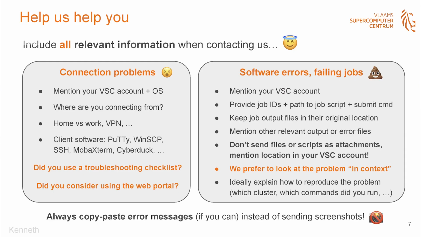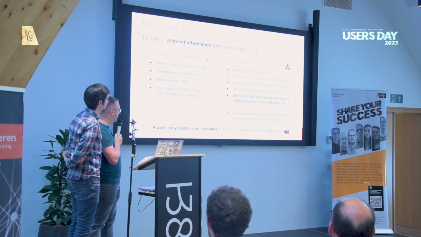If you're having trouble with jobs or software, if you're hitting error messages and you're not sure what's going on, again, mention your VSC account. We're very lazy, so if you have to look it up, it's going to take us time. Mention job IDs, mention the location of your job script in your VSC account, so we can access your VSC account to help you. And we prefer looking at the job script and the output in your account itself. So don't send it as attachment. That again makes it a little bit more difficult for us to actually help you.